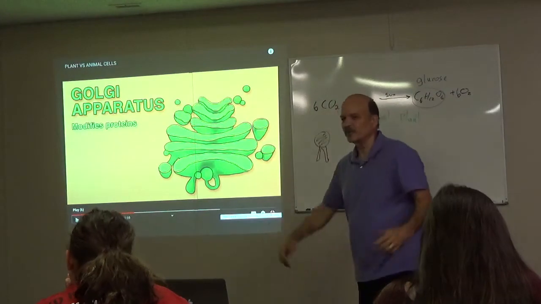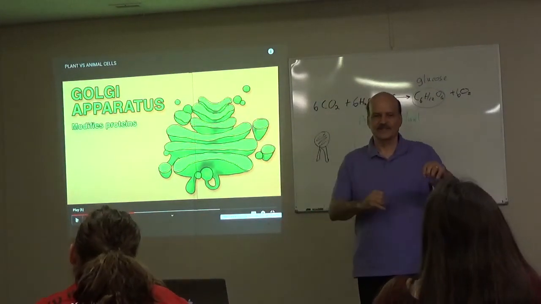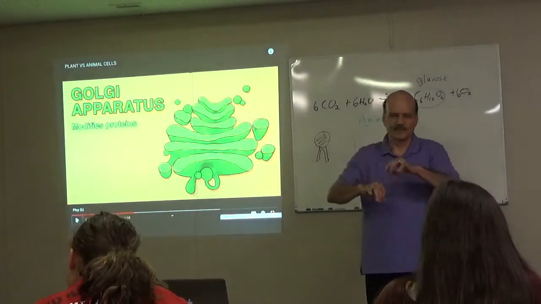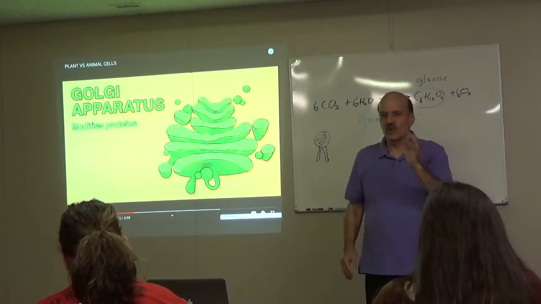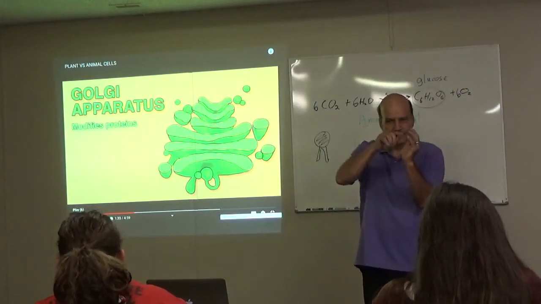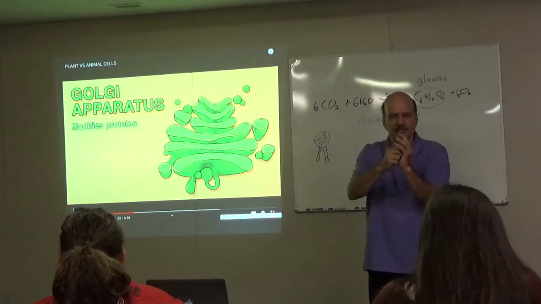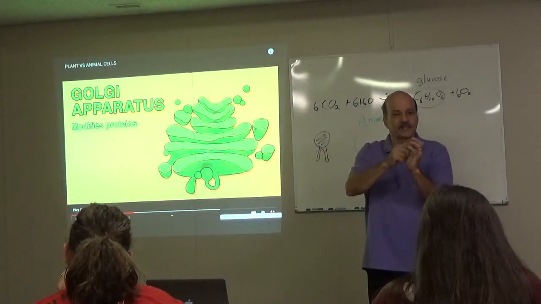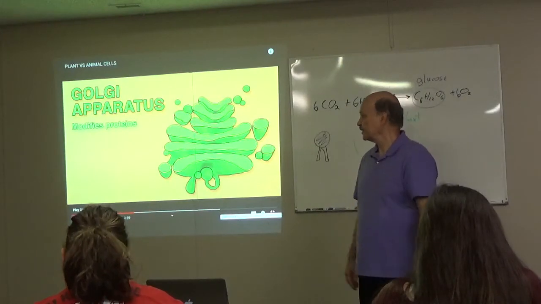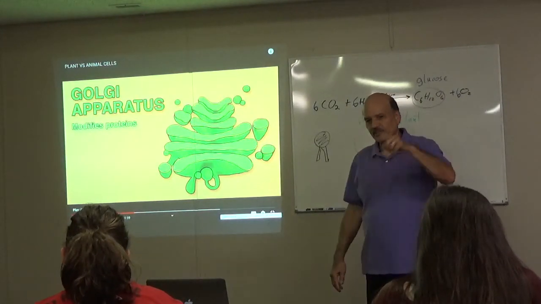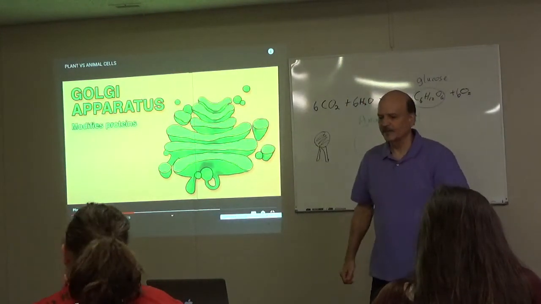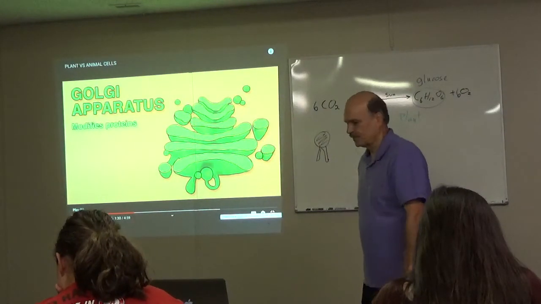Okay, the only difference between the smooth and the rough is the rough has these little ribosomes all over them, and they tend to be right around the nucleus, because that's where the ribosomes are created, and as they travel to the membrane of the nucleus, to the rough endoplasmic reticulum, as it travels through, the whole process of beginning to create a protein is started.